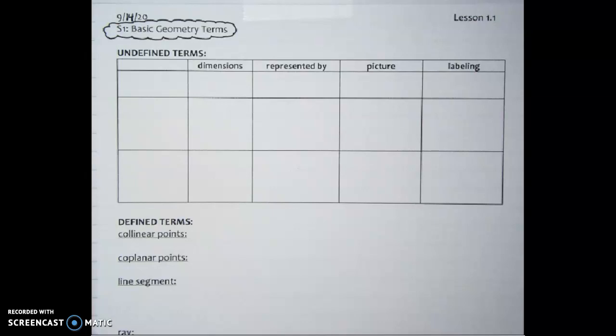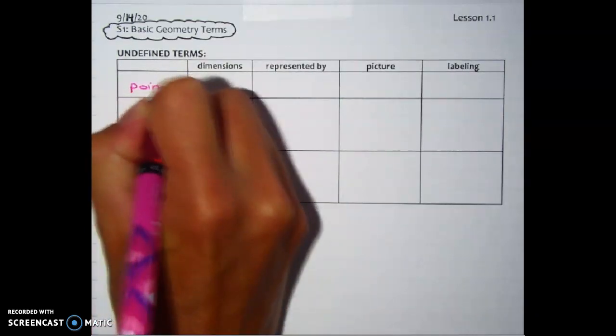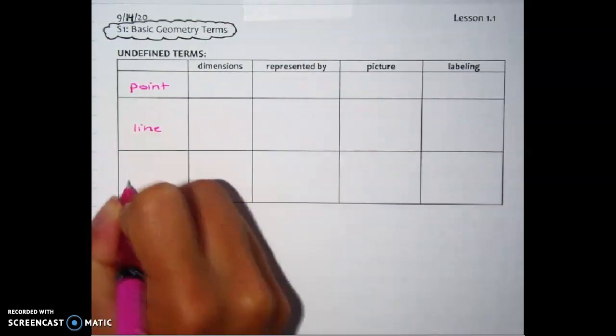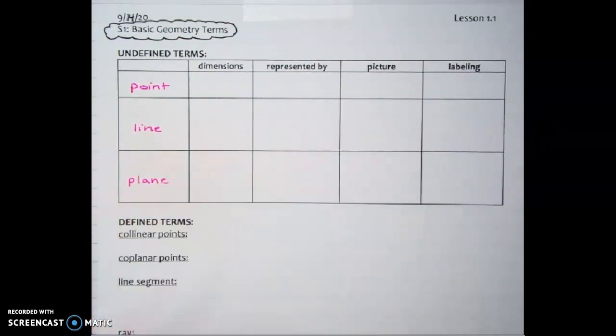All right, so what we're doing today is laying the groundwork. This is the common terms that we'll use all year. But what is absolutely silly is that the 3 basic terms we're going to use are not even defined. There is no agreed upon mathematical definition for them. Okay, and those are points, lines, and planes. So point is the first one, line, and then plane. Okay, so normally we'd write their definitions, but they don't have any.